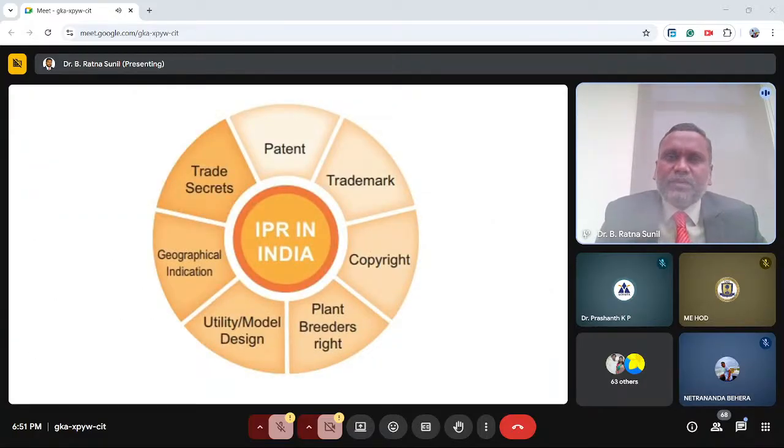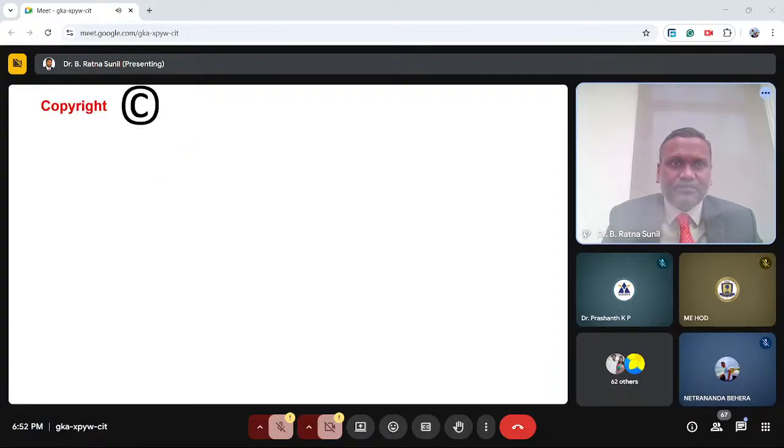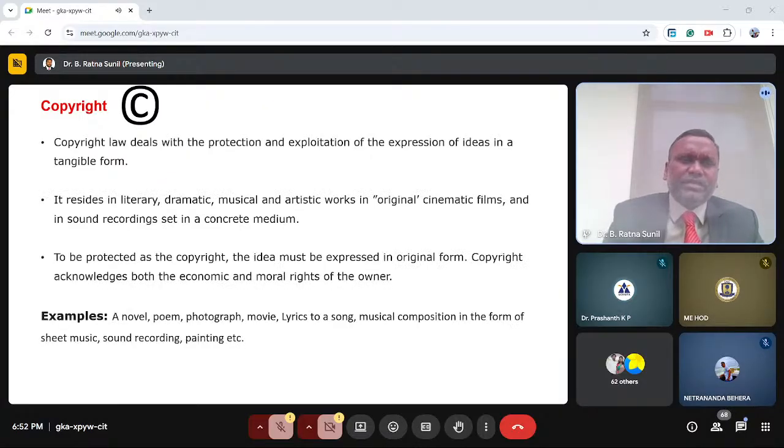Here you can see the different types of IPR in India. Most of the countries will have a similar kind of IPR. We have patent as one intellectual property right, trademark is another right, then copyright, plant breeder's right, utility model design, geographical indication, and trade secrets. So these are the rights connected with intellectual properties in India. If you see copyright, basically, I'm not going in depth.